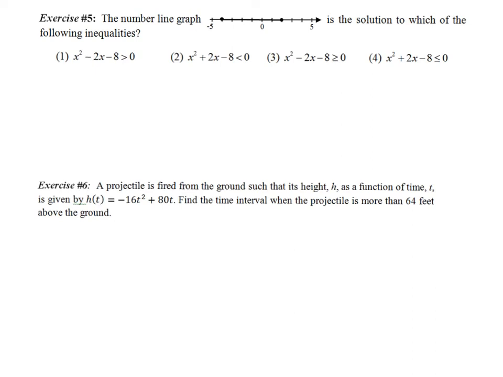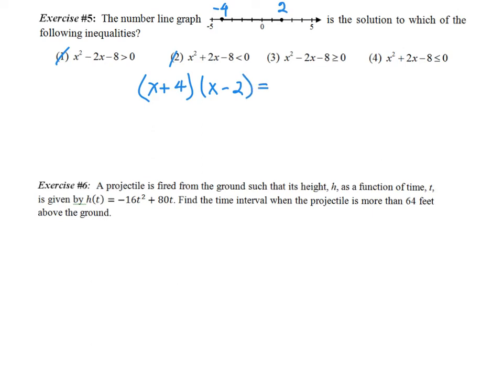When I look at my number line, I see that negative 4 is one of the zeros and positive 2 is the other zero. You'll notice that negative 4 and positive 2 are both shaded in, so that tells me that I'm going to have an equals as part of my inequality. Automatically, then, I'm going to eliminate both choices 1 and 2. Now, if negative 4 is a 0, that would come from the factor x plus 4. If 2 is a 0, that would come from the factor x minus 2.